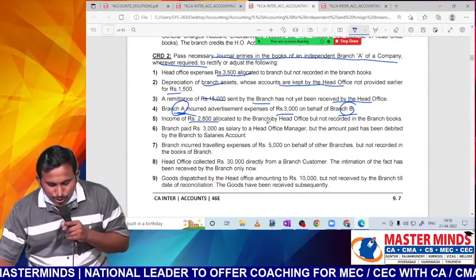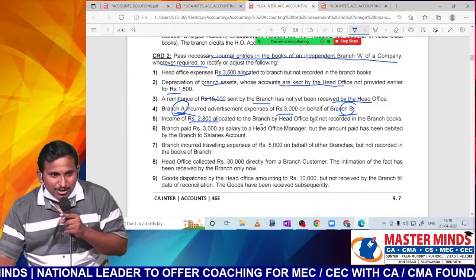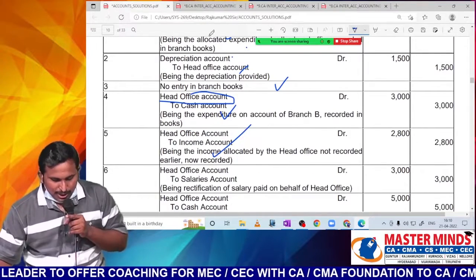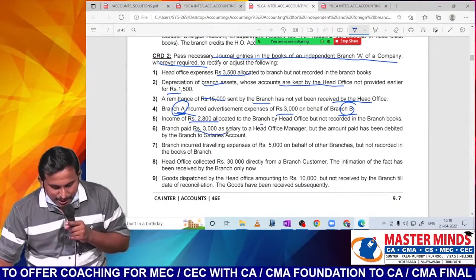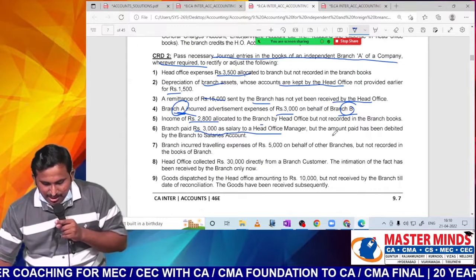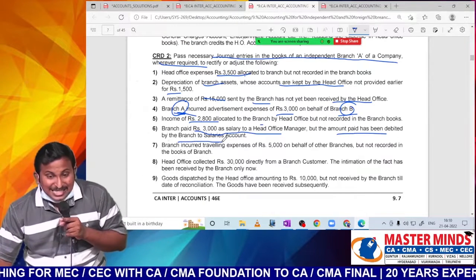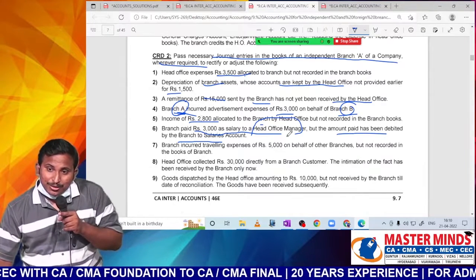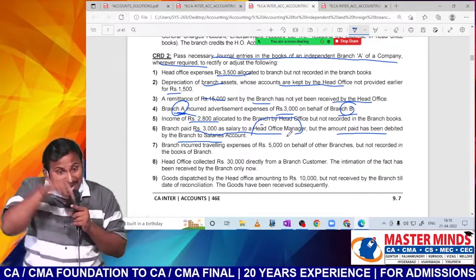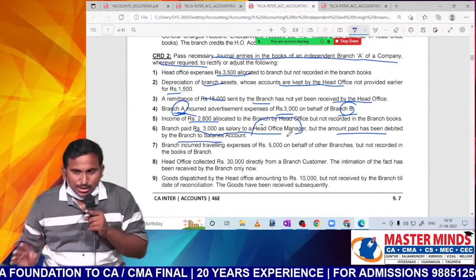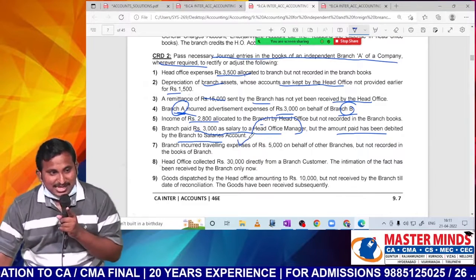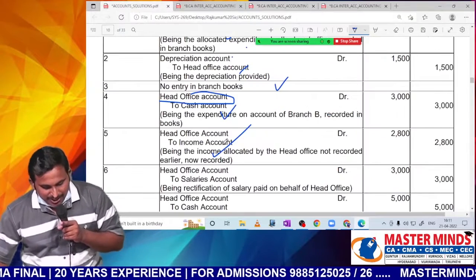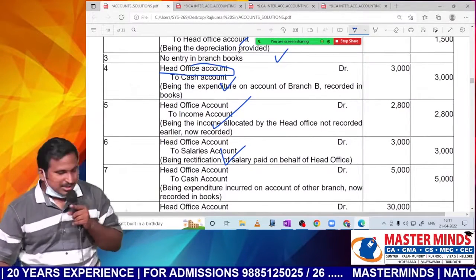Next, income of 2,800 allocated to branch by head office but not recorded to income account. So the difference will be head office. So head office to income. Next, branch paid 3,000 as salary to head office manager, but the amount has been debited by the branch to salaries. So they have paid to whom, sir? Head office manager, but wrongly debited to salaries. That means they have debited as if it is branch salaries, but actually it is head office related. So thereby wrongly debited to salaries, hence salaries should be credited. It should be debited to head office but was not debited. So we will debit head office, credit salaries. It is rectification, sir.